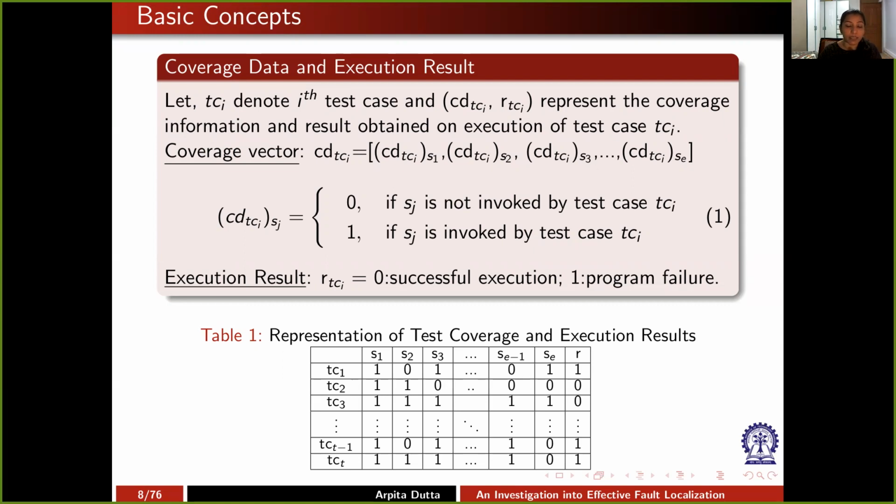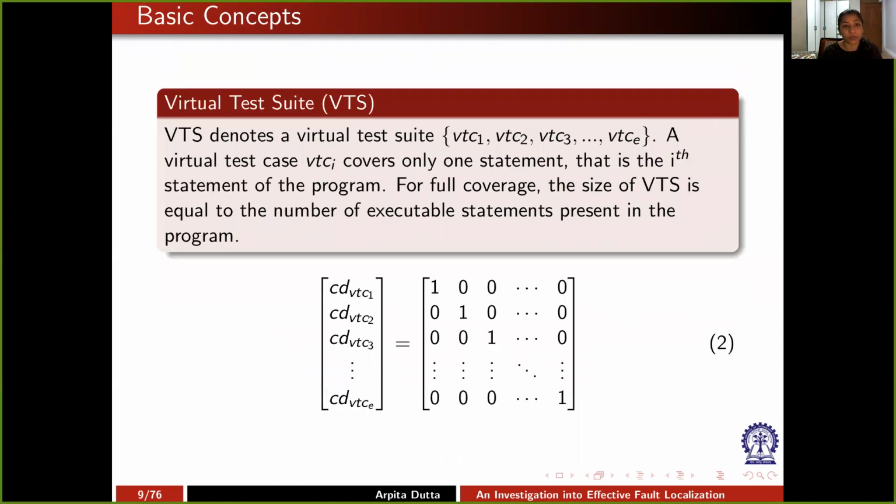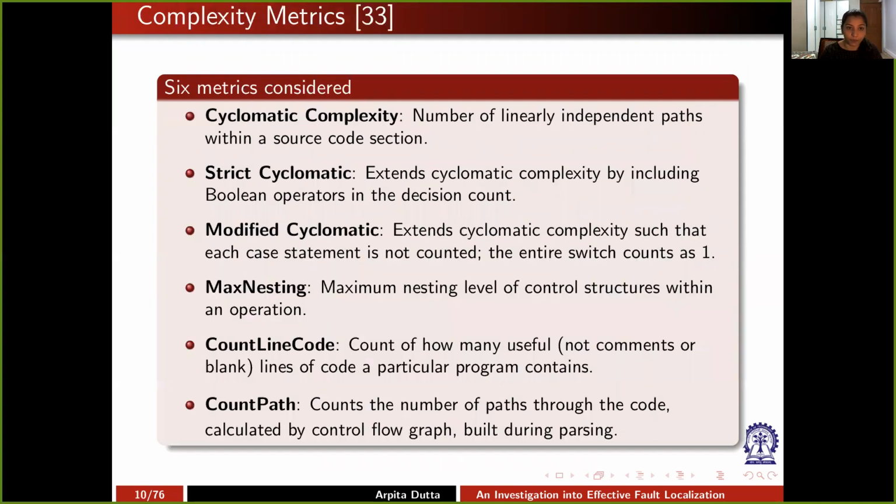Pass or fail means success or failure: if the expected output is equal to the actual output, then we say the test case passes, and if not, we say the test case fails. Now coming to the virtual test suite. In a virtual test suite, the test cases cover only one particular statement at a time. Practically, this type of test suite is not possible, which is why it is termed a virtual test suite.